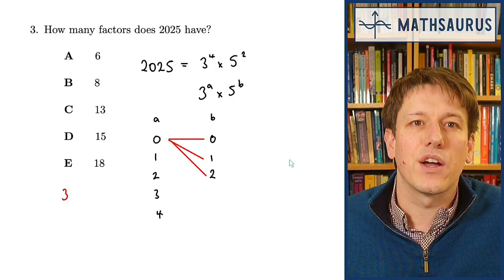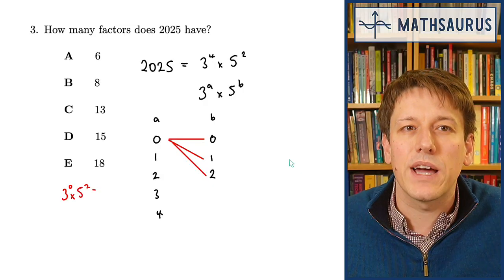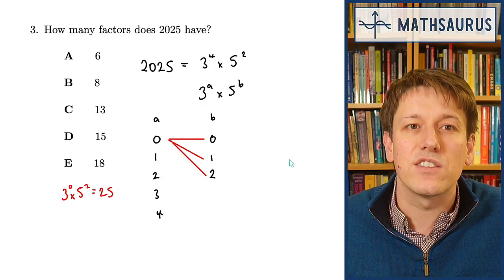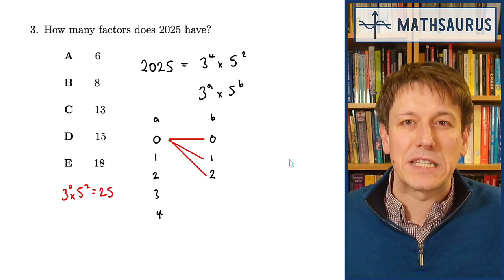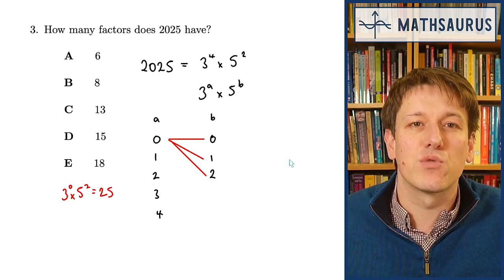If I did 3 to the 0 times 5 squared, that gives me 25, and so on. Now, the idea is that you wouldn't really write all of these out. I'm just trying to explain how it works to you, because this gives us a really efficient method, right?